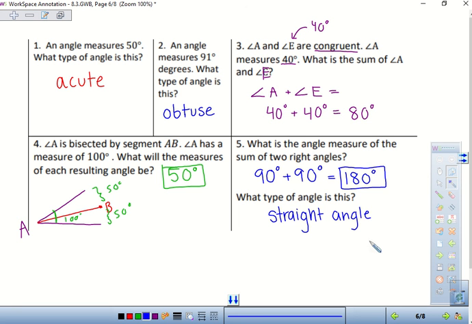So if your angle is exactly 180, it's straight. If it's exactly 90, it's right. Anything between 0 and 90 is acute. Anything between 90 and 180 is obtuse. Okay, very important. Is everybody good with 1 through 5? Everybody good with those concepts? All right, you ready to move on?